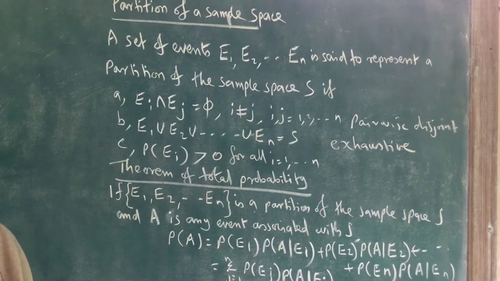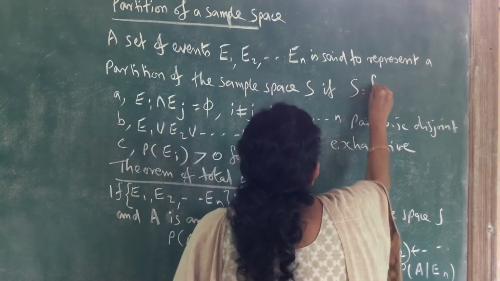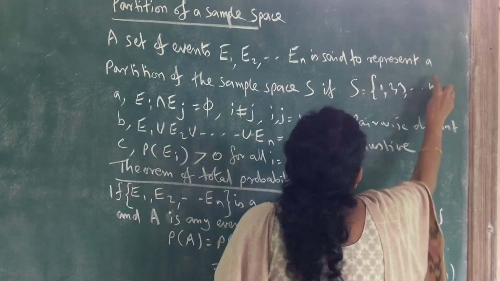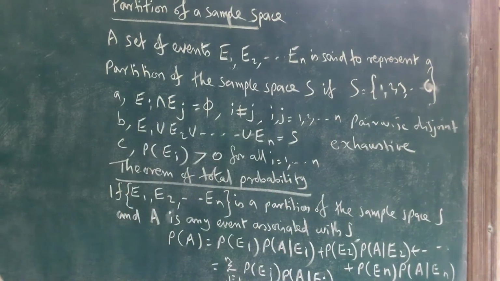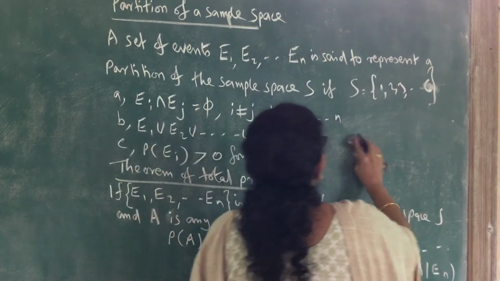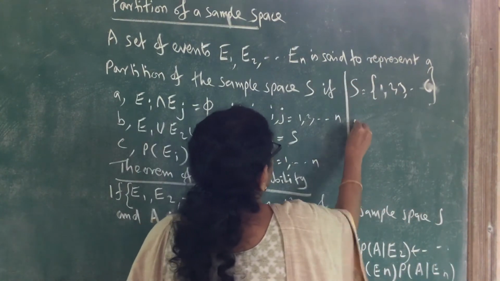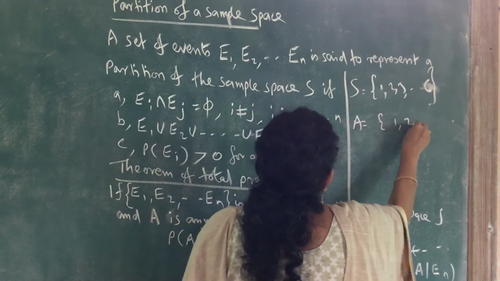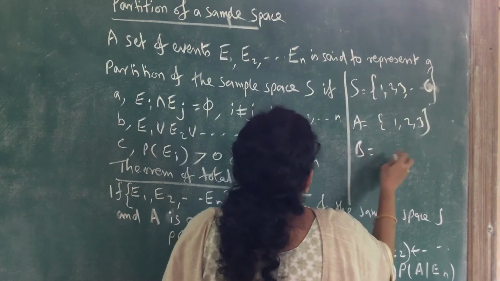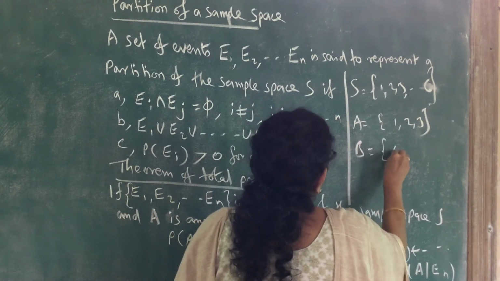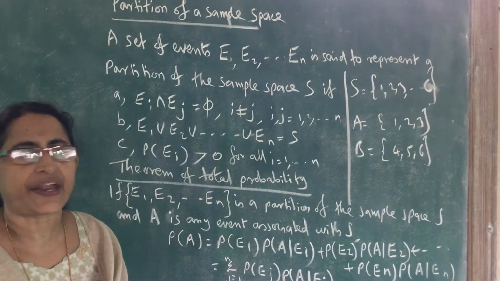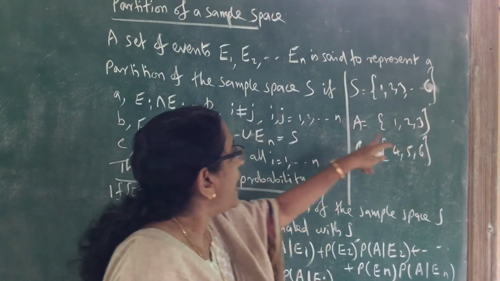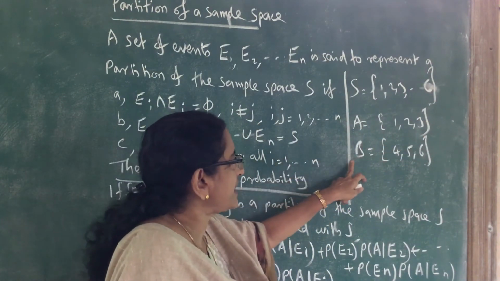And I will explain one example of partition of a sample space. Consider the experiment of throwing a die, throwing one die. So what is sample space S? S equal to 1, 2, 3, 4, 5, 6. Then consider the two events A equal to set 1, 2, 3, and B is the event 4, 5, 6. So consider the events A and B in the experiment of throwing a die. Sample space is 1, 2, 3, 4, 5, 6, and let A be the event 1, 2, 3, B be the event 4, 5, 6.